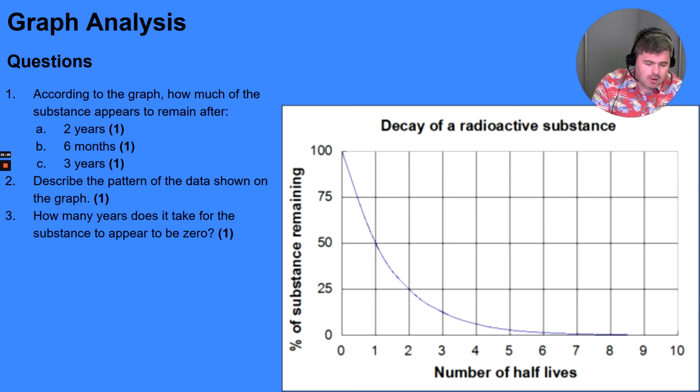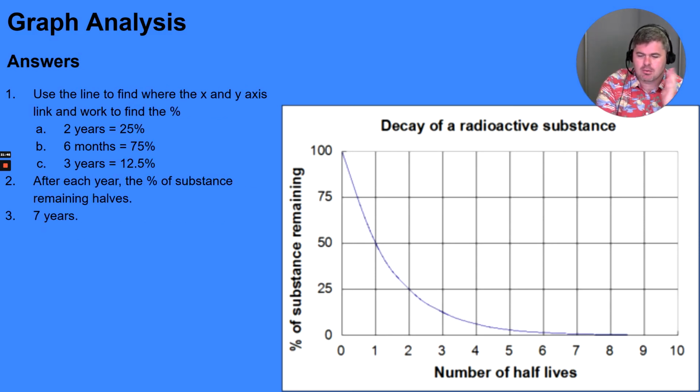Now from that point, I go directly to the left, over to the side where it has other measurements for the percentage of substance remaining. So if I go from 2 up, then across, that's 25% remaining. Now sometimes it's not going to be exactly on one of these numbers. 6 months is exactly half of a year. So exactly halfway between 0 and 1, go up and then to the left, that's 75%. 3 years up and across, that's half of 25, which is about 12.5%. Boom.